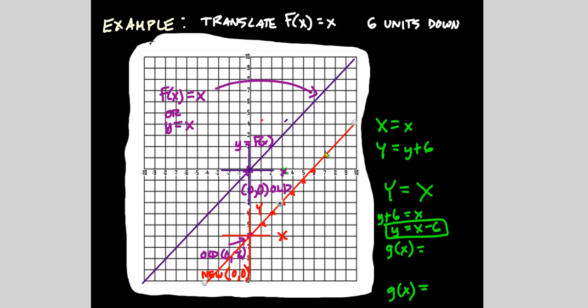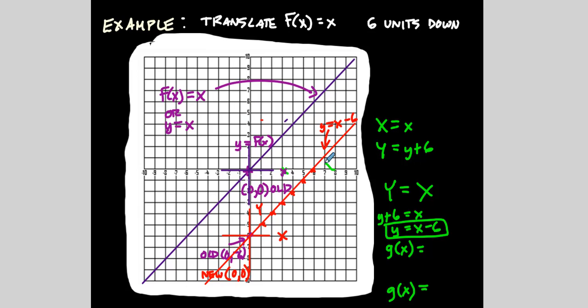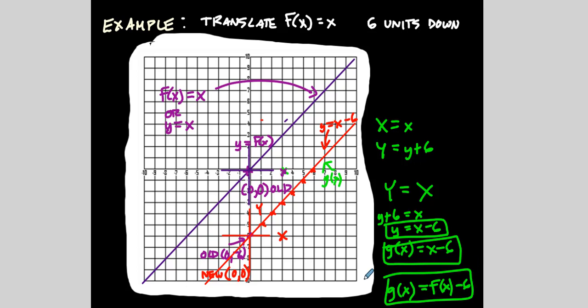So this is the line y equals x minus 6. In terms of g of x, I could call this line also g of x here. So g of x is going to be x minus 6. And also, since f of x equals x, I could also call this g of x equals f of x minus 6. So there's three different ways I've shown to write the translated function.